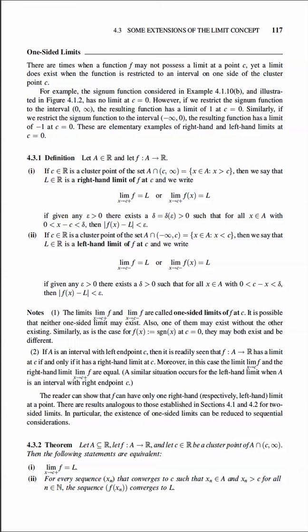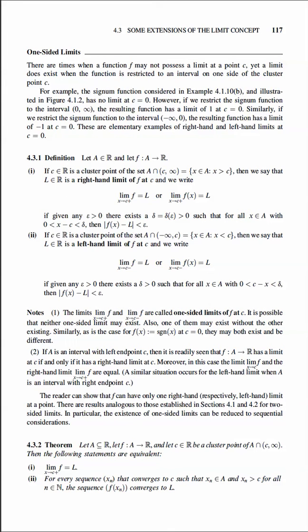And the whole idea here is that we're just going to restrict, if I want x to come into C from the right, I'm just going to make the restriction that x has to be bigger than C, and then fold that into my previous definition of a limit. And if I want to do a left-hand limit at C, I'm going to make the restriction that x has to be less than C, and just fold that into my definition of the limit. And if you work through these definitions carefully, you can kind of see that this is what's happening.